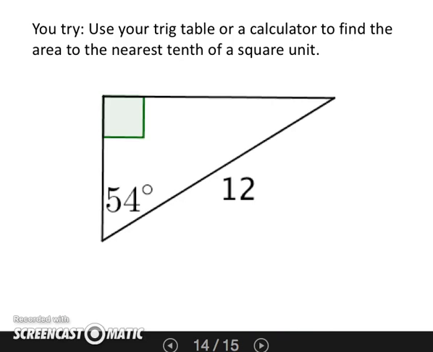You try this one. Use your trig table or calculator to find the area of this triangle to the nearest tenth of a square unit.